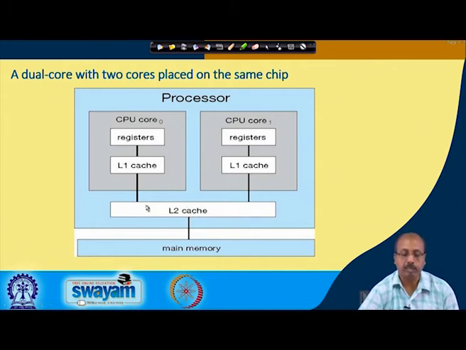From the L2 cache, something relevant for core 0 may be copied into the L1 cache of core 0, and something relevant for core 1 may be copied into the L1 cache of core 1. This way we can design a system. When you are designing the operating system, we have to know the underlying architecture and accordingly do the design.